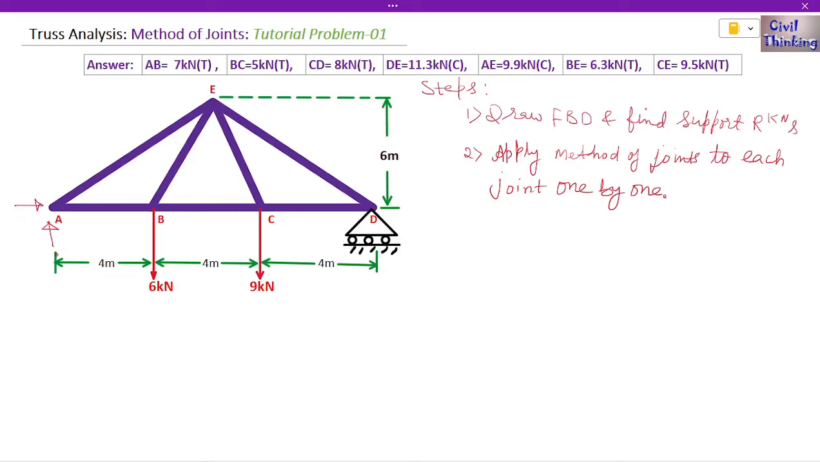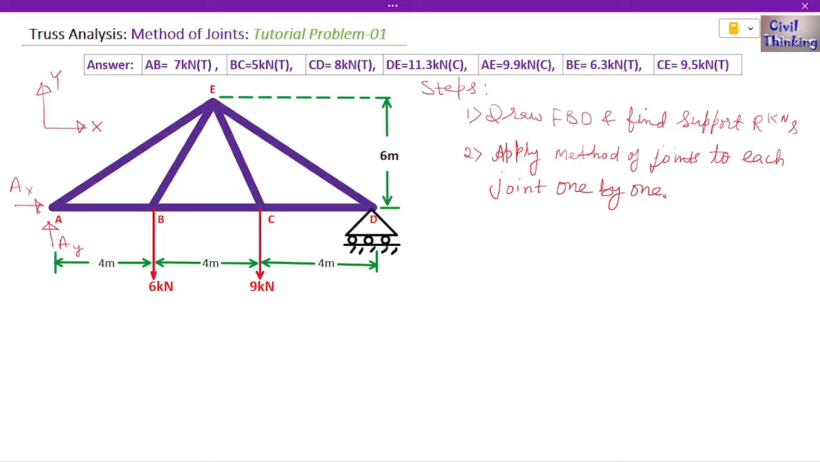At a pin support, the vertical axis is the y-axis and the horizontal axis is the x-axis. This reaction I will call AY, the support reaction at A in the y direction, and this horizontal reaction at A I will call AX, the reaction at A in the x direction. Please note I have assumed the AY reaction to be upwards and the AX reaction is towards the right. This is just an assumption.